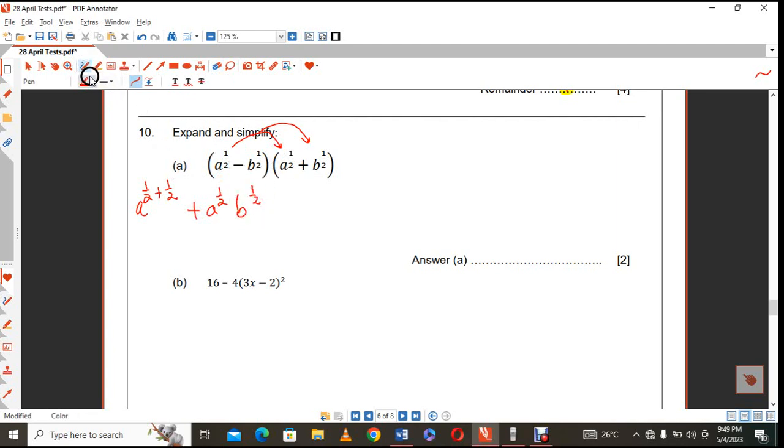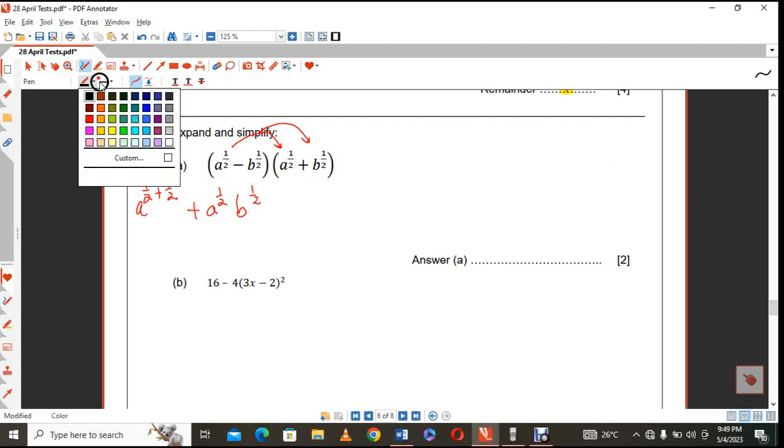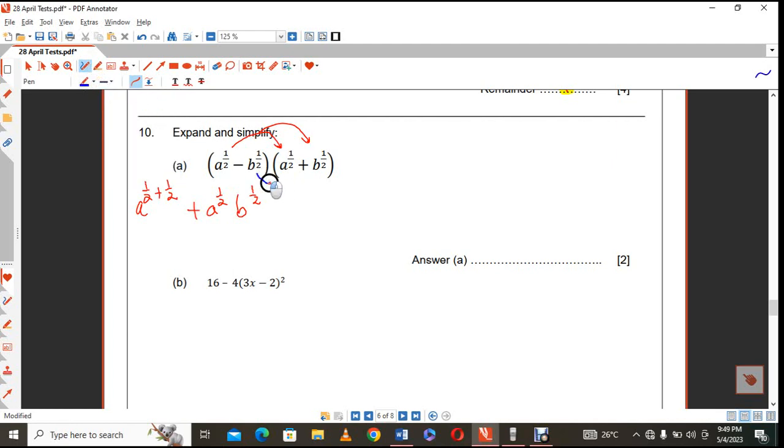Now you go to the second term, and maybe bring in a different color. You take this minus b, you're going to multiply it with each term in the second bracket. So I'm going to write them alphabetically. I'm going to have a raised to the power of half, b, it's minus now, raised to the power of half. Okay, you could put the b in first. And then you're going to have minus, because a negative and a positive gives you negative, and then b raised to the power of half times b raised to the power of half. Here you can add the indices. So that gives you a raised to the power of 1.